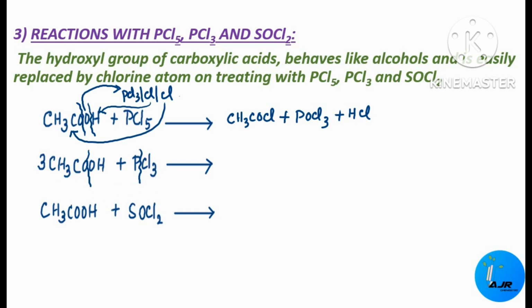Okay, all the 3 chlorines combine with this. Okay, and here also we have 3 OH, is it not? These 3 OH combine with this phosphorus. So we will get CH3COCl 3 times plus H3PO3. Okay, H3PO3. This is the product.